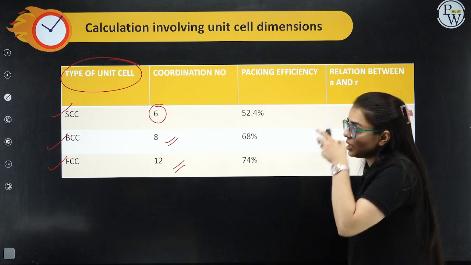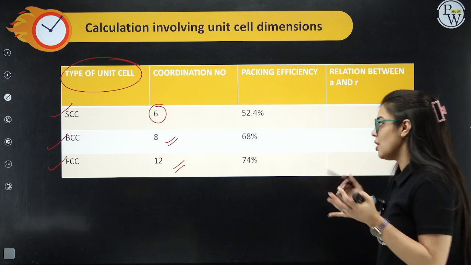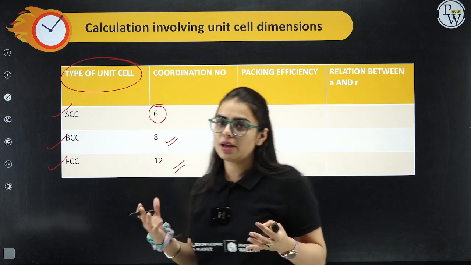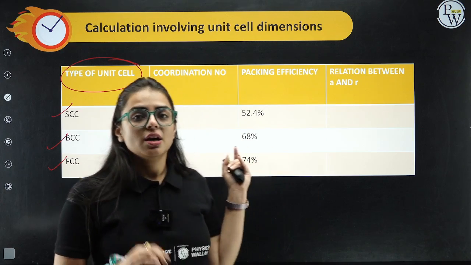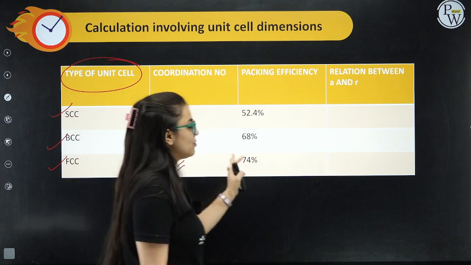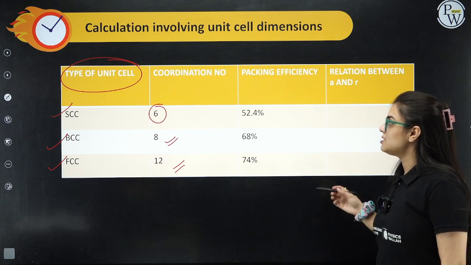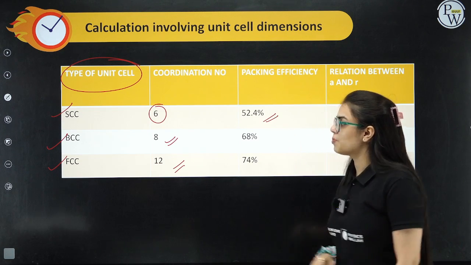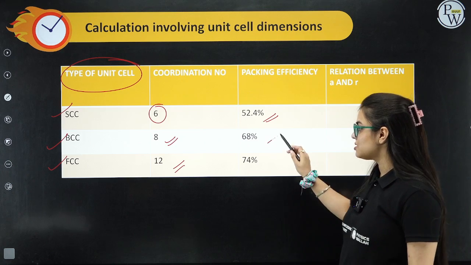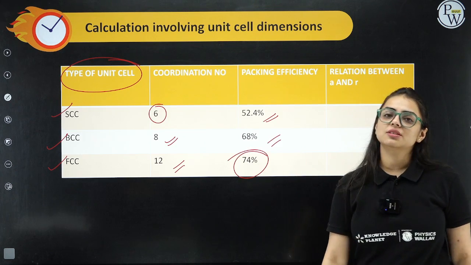Packing efficiency for the case of SCC that you are going to calculate. See, now as I have already told you, this is ultimate recap session, ultimate summary session. So, I am not writing the complete calculation, just writing the value so that you can learn, because direct questions are seen in competitive exams. So, in SCC, the packing efficiency is 52.4%. In BCC, it is 68%. In FCC, it is highest, that is 74%.